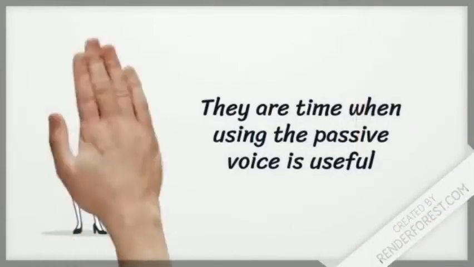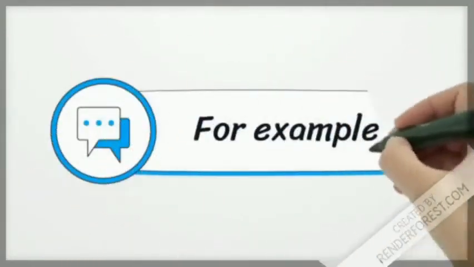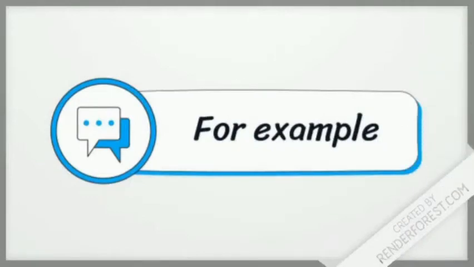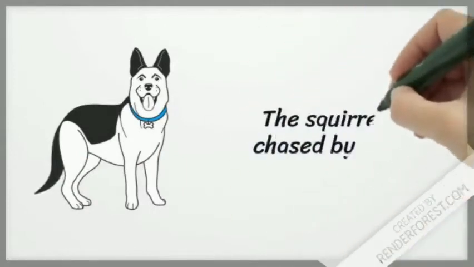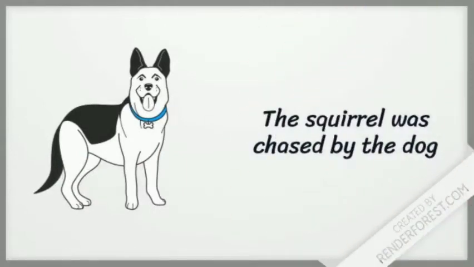Now, there are times when using the passive voice is useful. For example, the squirrel was chased by the dog. Now, if you want the squirrel to be the main focus of your sentence and not the dog, you would write the sentence in a passive voice.